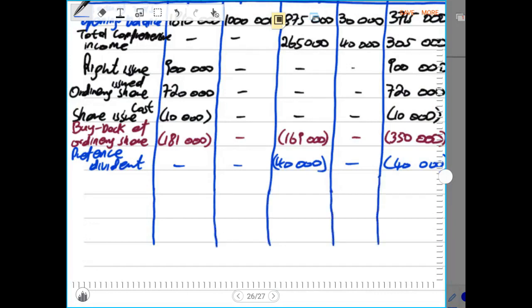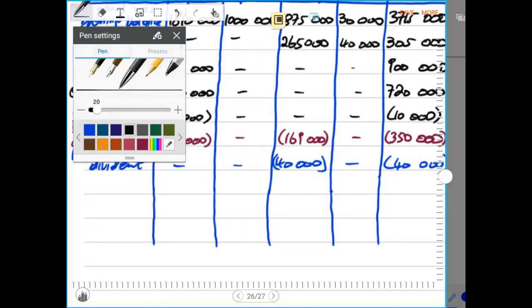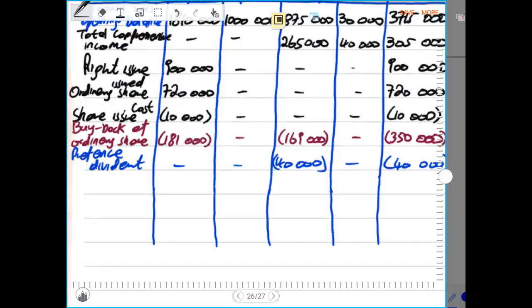And after this redemption, I think this is the last one. Then we say redemption of preference shares, just a different color. We are recording now the redemption of preference shares. Please bear with my handwriting.